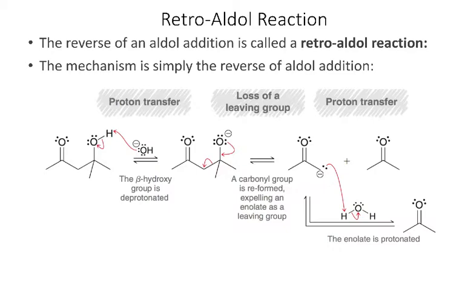Now, in this case, the reverse reaction actually has its own name. It's called a retro-aldol reaction. And the mechanism is just the exact reverse of the aldol addition. So in the aldol addition, we end with protonating the alcohol. So the first step in the retro-aldol reaction is deprotonating that alcohol. Right? Then instead of nucleophilic attack, we have the loss of a leaving group, giving us back the enolate and the, in this case, ketone. And then the last step being reprotonating the enolate to give us back the ketone starting material.